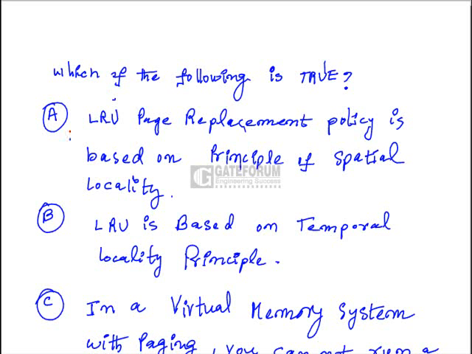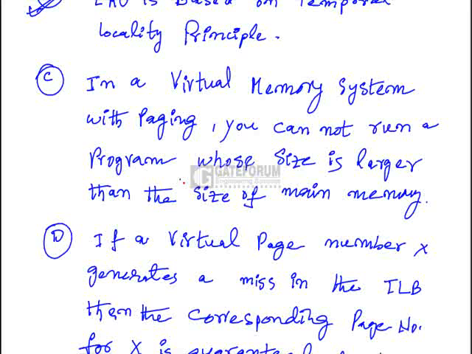In the first option, LRU page replacement policy is based on the principle of spatial locality. It is not based on spatial locality. It is based on the principle of temporal locality, because least recently used means we are going to replace the page that has not been used for the longest time period. The most recently used page we don't replace; we replace the least recently used page. That means it is not based on future reference, it is based on past reference. That's why it is based on temporal locality. Option B is correct.